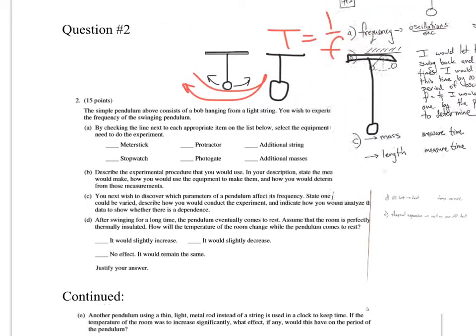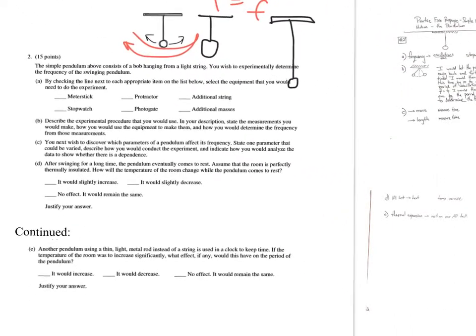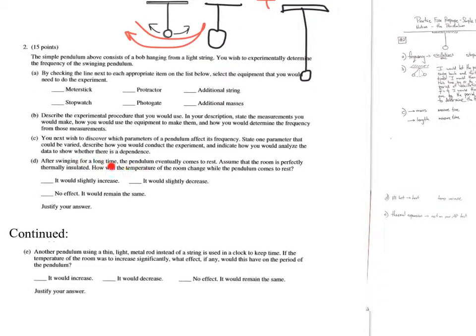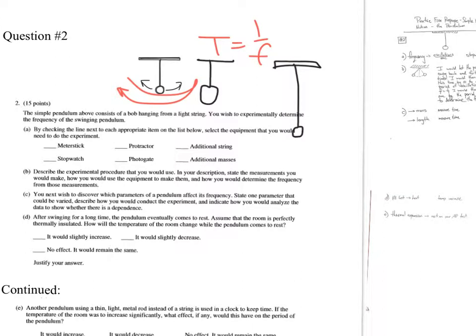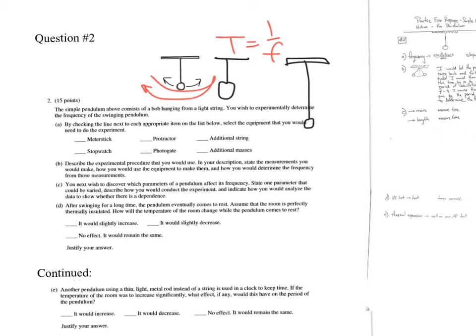Let's see what's going on here. D, after swinging for a long time, and we know this from reality, the pendulum eventually comes to rest. Assume that the room is perfectly thermally insulated. So, neglecting friction, the pendulum sits there and swings forever, but we know that it will eventually come to rest, so that is simply due to friction. And the friction that this experiences isn't a whole lot, but there's friction in the string, just having to bend the string, and then when it swings back and forth, it's experiencing some air resistance, and it's moving slowly, so it's not a lot of air resistance, but there is some.